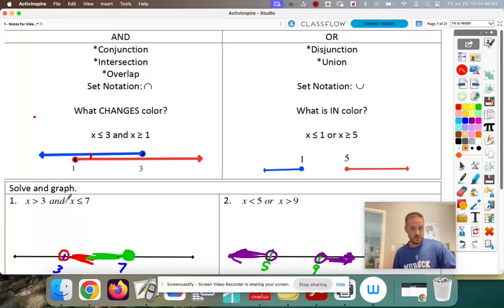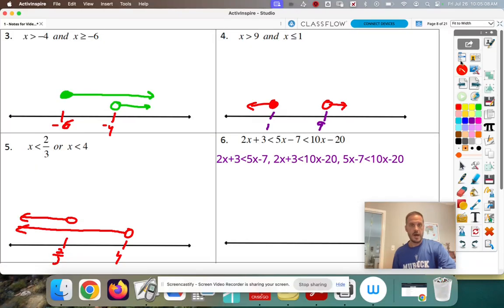So here, x is greater than 3 and x is less than or equal to 7. So where would this red and green overlap? Right here in the middle is where our solutions are, okay? And then over here for x is less than 5 or x is greater than 9, whether I'm colored in on this purple side or that purple side, I'm happy with the solution, okay? Over here, this is x is greater than -4 and x is greater than or equal to -6. And it's an and. So I need all the places where they're both colored in, which would just get me from here and to the right.